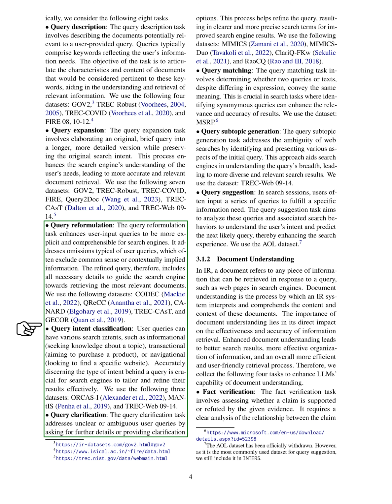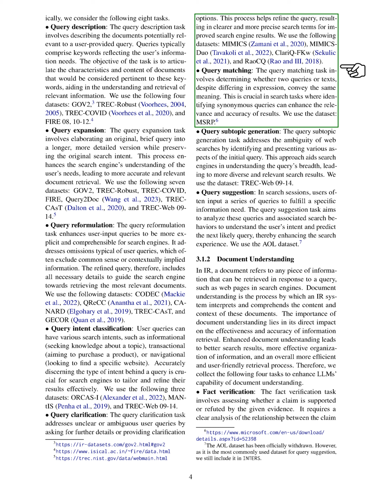Web 09-14. The third task is query reformulation, which involves making user input queries more explicit and understandable for search engines. We've used several datasets for this task. The fourth task is query intent classification, which involves figuring out the type of intent behind a user's query. We've used 3 datasets for this task, including TREC Web 09-14. The fifth task is query clarification, which involves clarifying unclear or ambiguous user queries. We've used several datasets for this task.